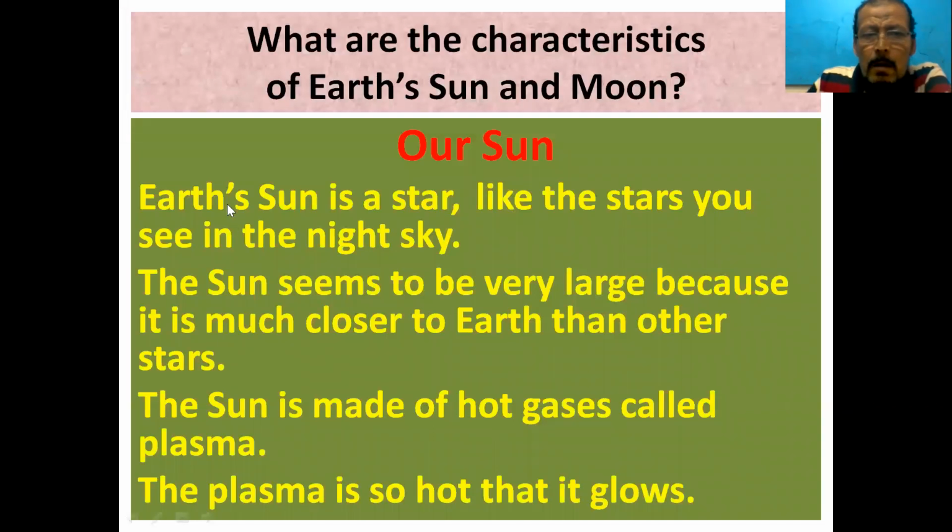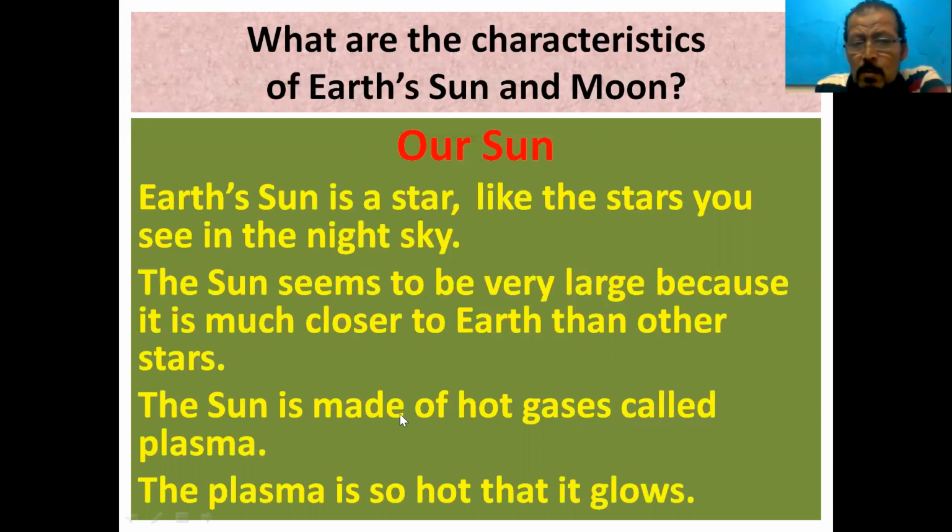The first is our sun. Earth's sun is a star, like the stars you see in the night sky. The sun seems to be very large because it is much closer to the Earth than other stars. So why do you see the sun as bigger than other stars? Because the sun is much closer to the Earth than the other stars.